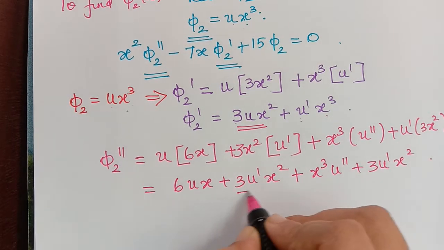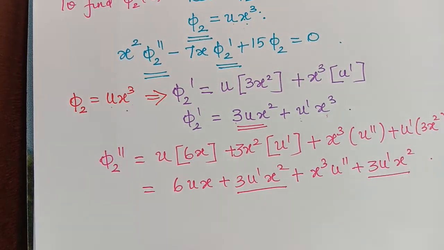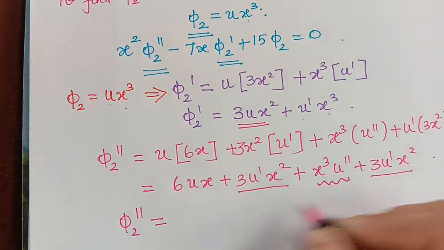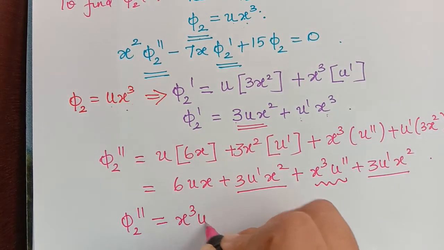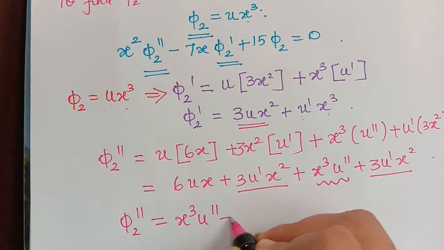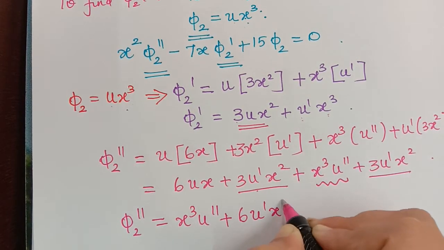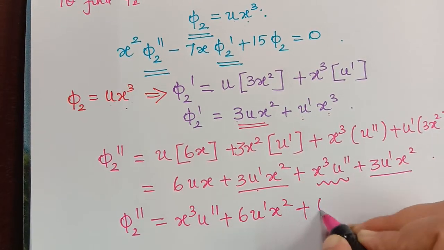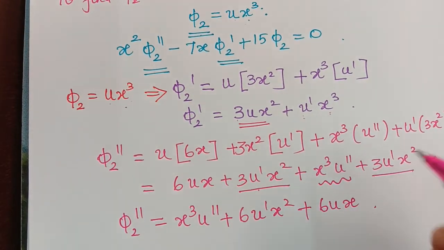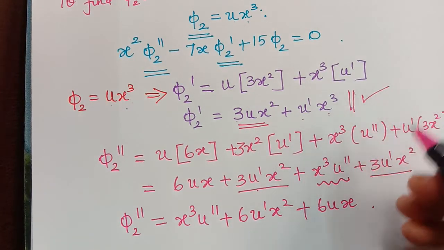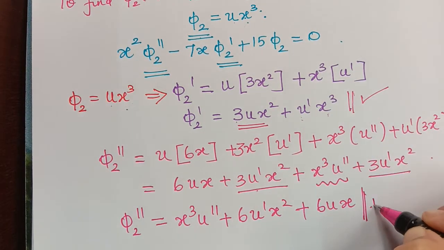Now gathering the terms, we could see that these two terms are similar. So writing in the order of the power of x, we get phi 2 double dash to be equal to, first we will write this, x cube u double dash plus, adding these two we get 6u dash x squared plus 6ux. So now we have found phi 1 dash, phi 2 dash, and then phi 2 double dash.